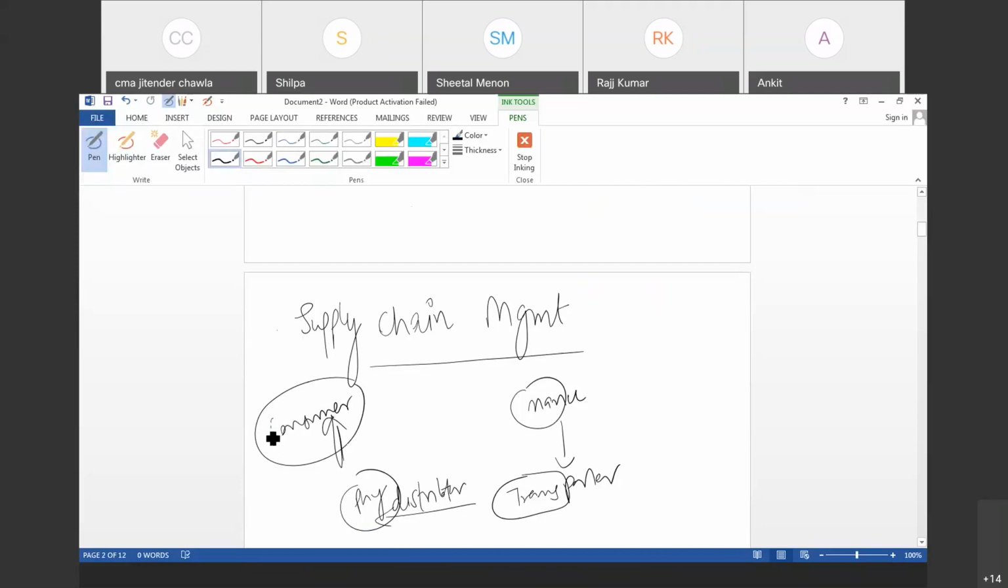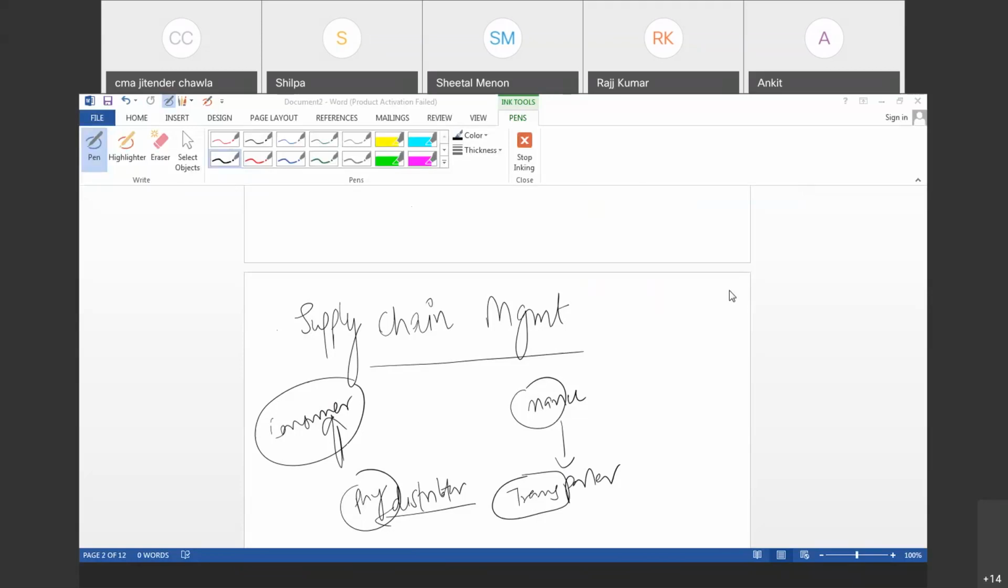I don't know whether Farman is in my class or not. Some of my old students are there. That topic we have discussed in last attempt as well. Supply chain management means all the techniques, all the procedures that start with manufacturer and end on consumer. It's called what? Supply chain management.